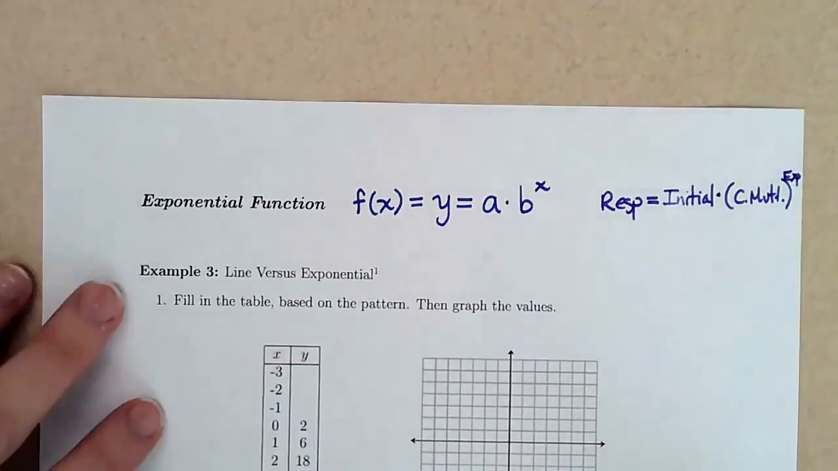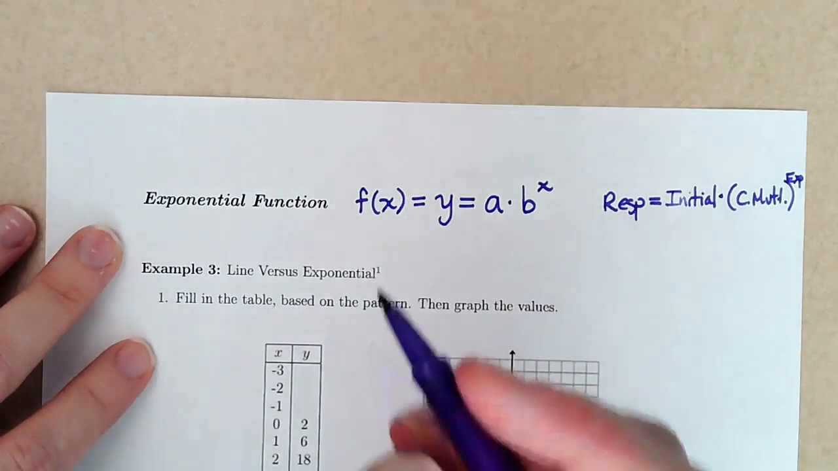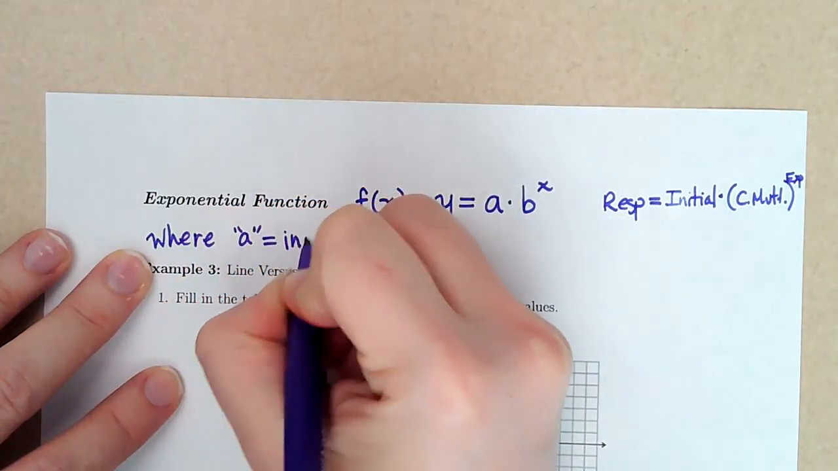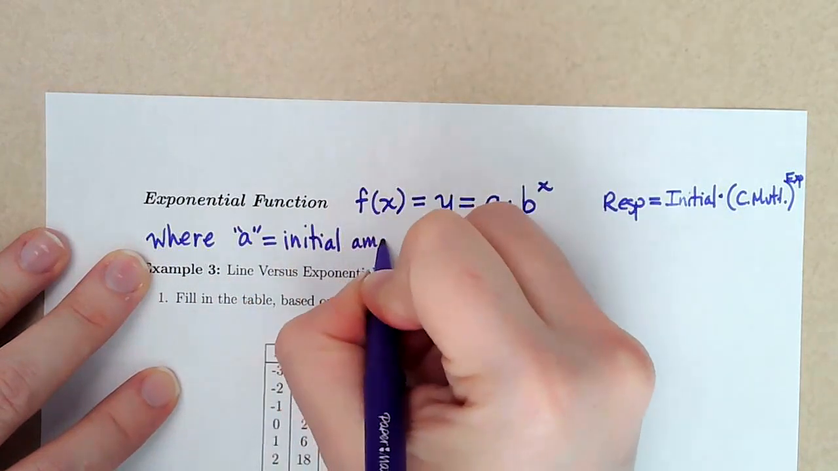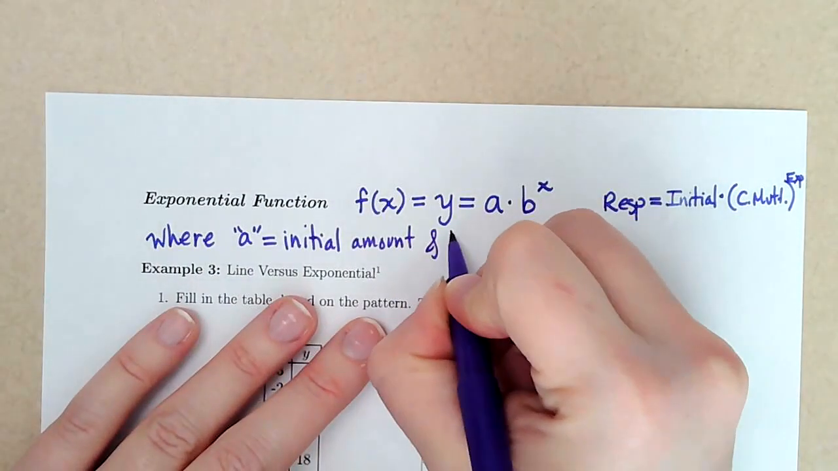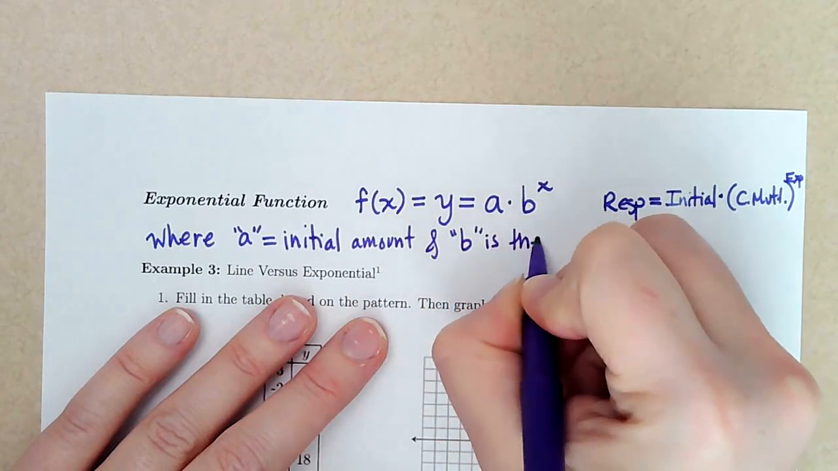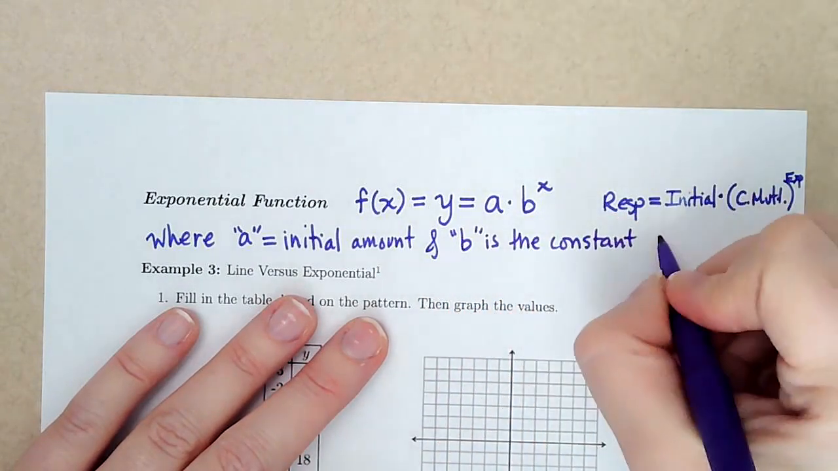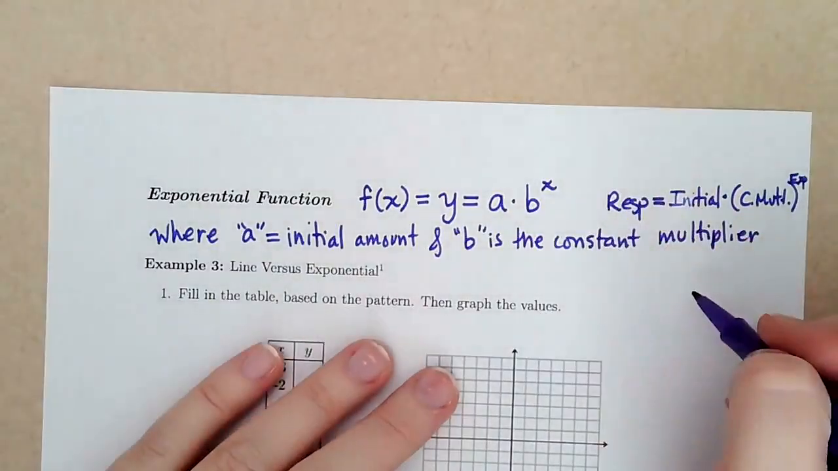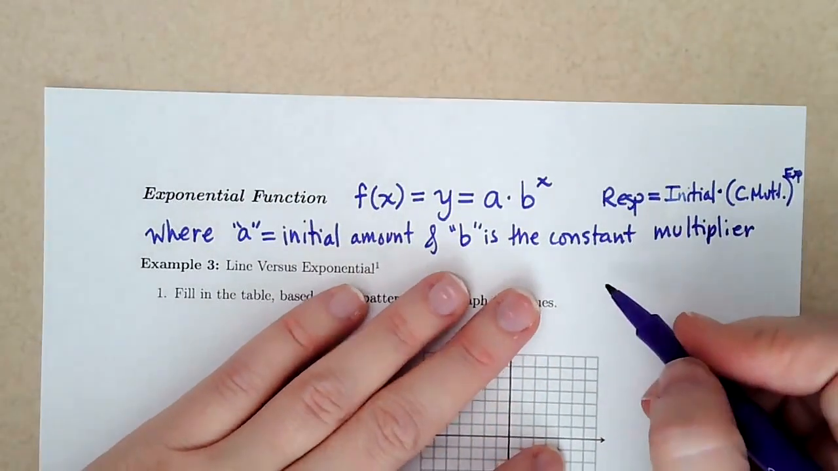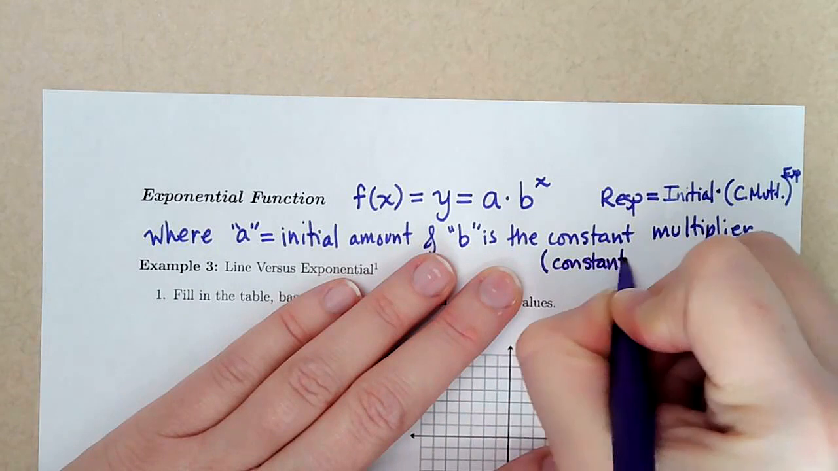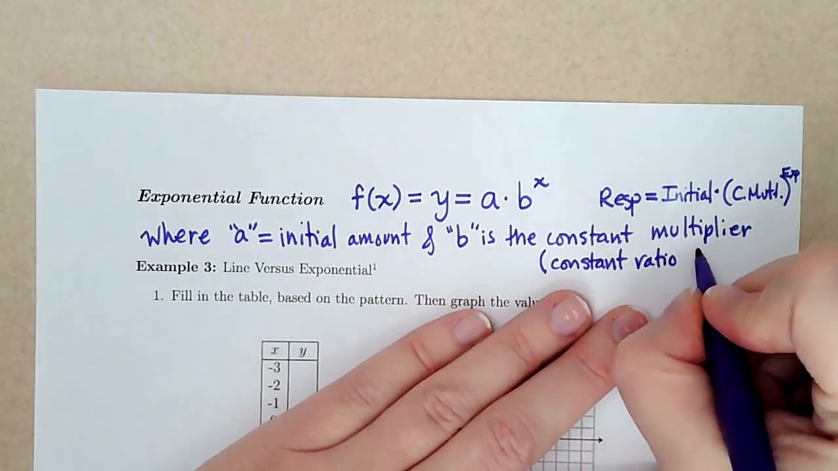Maybe I should have written that whole thing here. That's okay. But I wanted to make it really explicit. A is the initial amount, and B is the constant multiplier. Or in other words, it also appeared in the last example as the constant ratio of new to old.